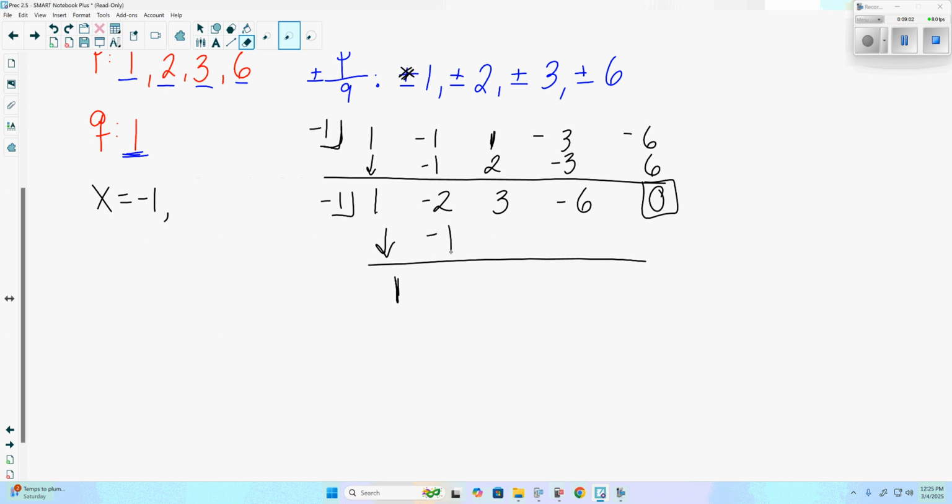Negative 1 times 1 is negative 1. Negative 2 plus negative 1 is negative 3. Negative 1 times negative 3 is 3. 3 plus 3 is 6. Negative 1 times 6 is giving us negative 12. So that tells us negative 1 did work once. It's just not going to work twice, because the one solution of negative 1 at this point has been removed. So we can move on from there and try 2.